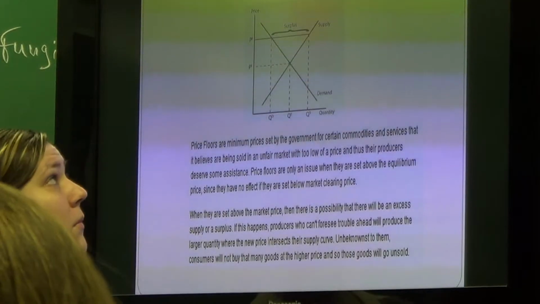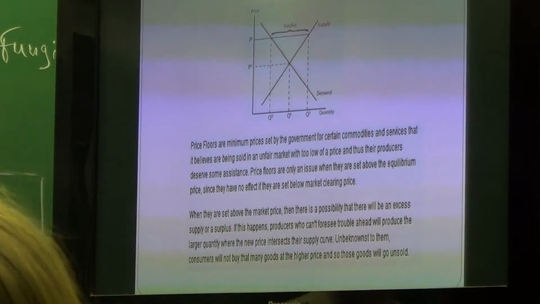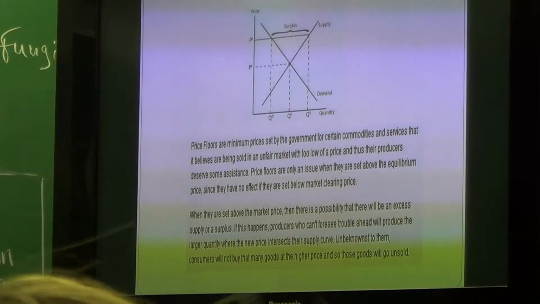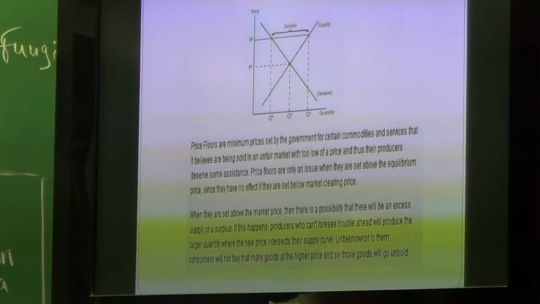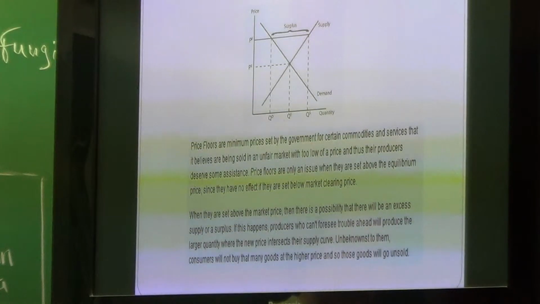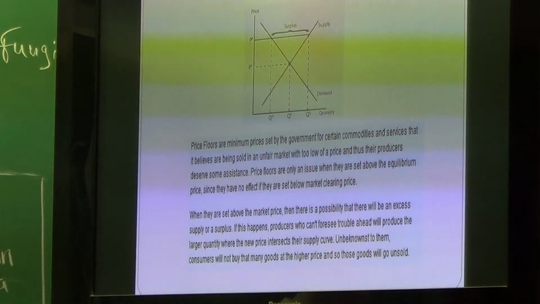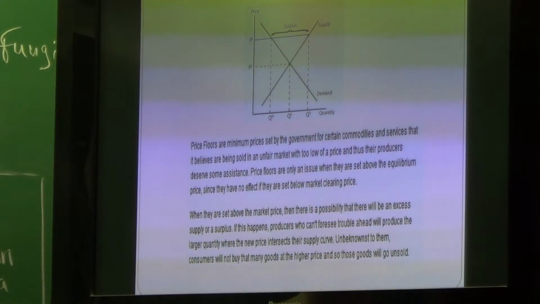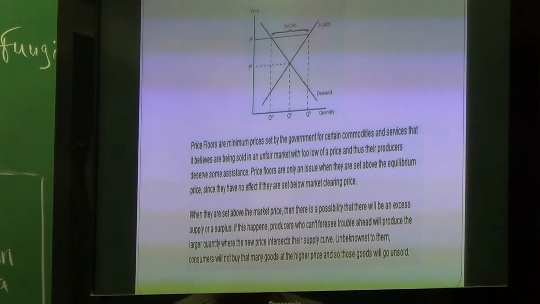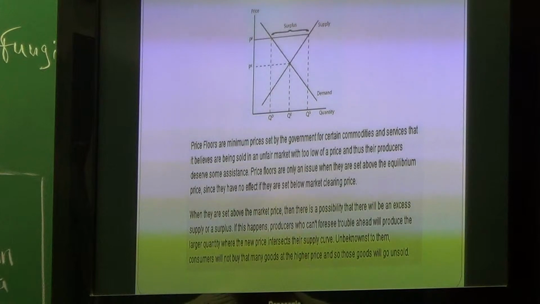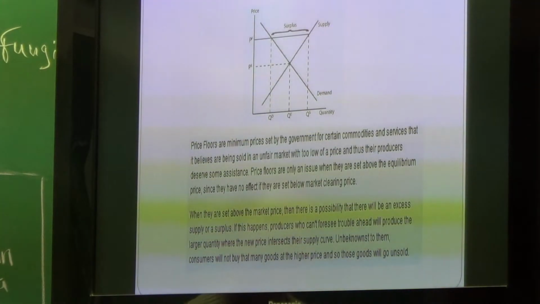And then we have price floor, so we're above the equilibrium point. Price floors are minimum prices set by the government for certain commodities and services that it believes are being sold in an unfair market with too low of a price, and thus their producers deserve some assistance. Price floors are only an issue when they are set above the equilibrium price, since they have no effect if they are set below market clearing price.